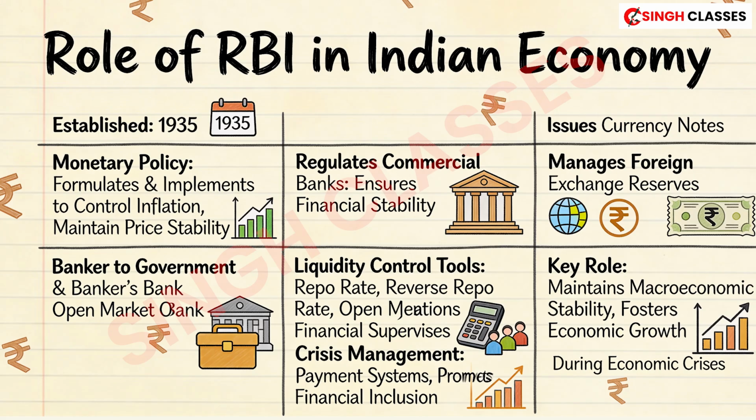Through tools like repo rate, reverse repo rate, and open market operations, it controls liquidity in the economy. RBI also supervises payment systems and promotes financial inclusion. During economic crises, it plays a key role in stabilizing markets. Thus, RBI is crucial for maintaining macroeconomic stability and supporting economic growth.